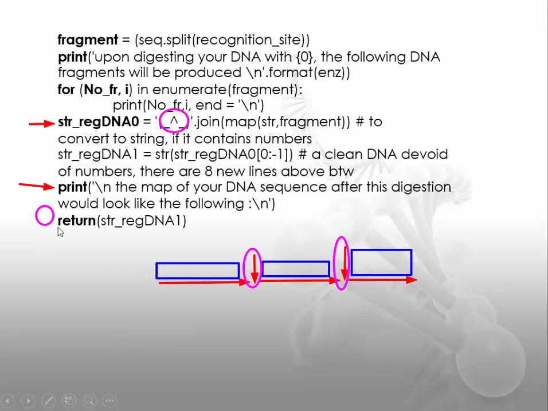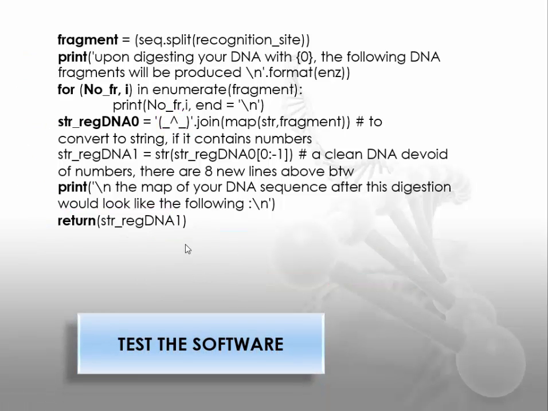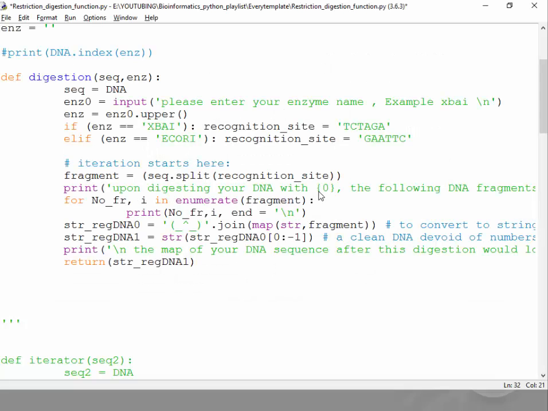Then you'd return the stringified regular expression DNA sequence, which is basically this variable here. So you just return that one, that's it, to show the user. Now we return the number of fragments first. We also show and tell the user that you'd have these fragments, and then we'll return the map here, and that's it. So let's have a look at the software that we've written so far and see how it works.